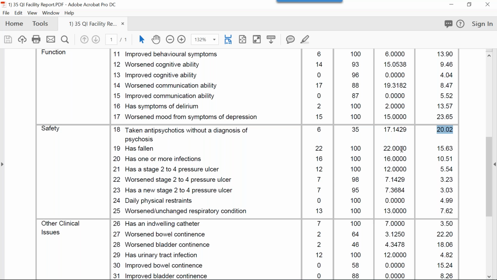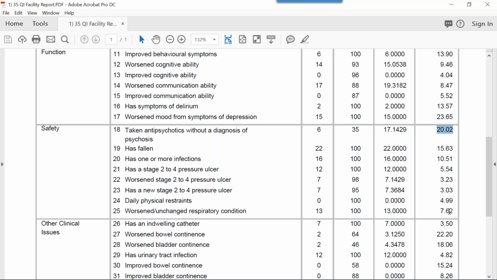I have a 22% fall rate, slightly higher than the provincial average. 16% on infections, significantly higher than the province there. That would be an area that I'd be looking at. Ulcers, I'm 12%, much higher than the province. Worsening ulcers, I'm 7%, way higher than the province. And new ulcers, I'm 7%, again, way higher than the province. Nobody's restrained in my facility. That's a good thing. And you can see respiratory conditions, I'm double the provincial average.